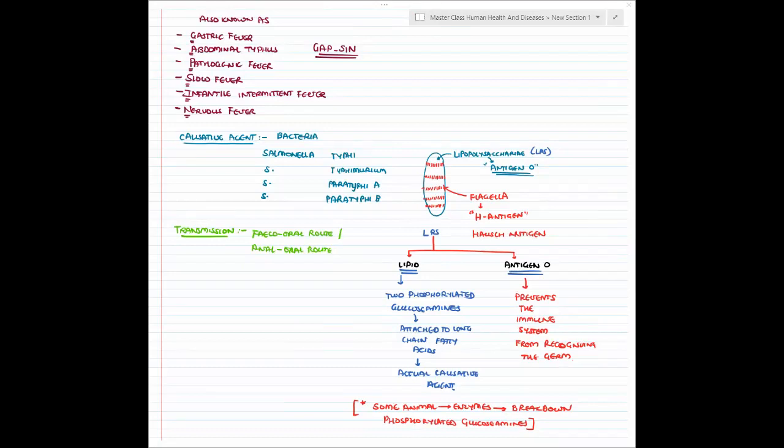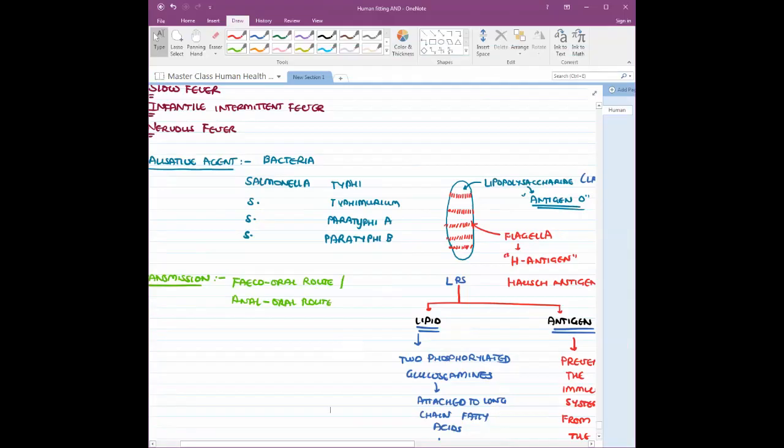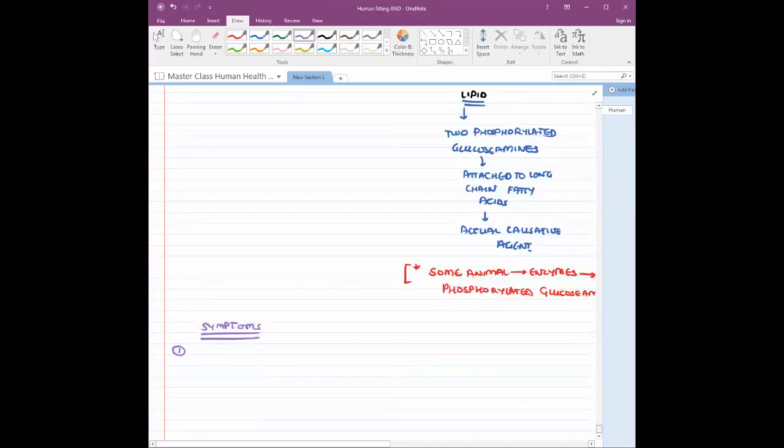Okay, so guys, let's try to move ahead. Let's see how we are going to see the symptoms. Now we are looking at the symptoms of typhoid. Typhoid has very clear cut symptoms. You immediately come to know that you're suffering from typhoid. First of all, you are going to have tremendous amounts of high fever.